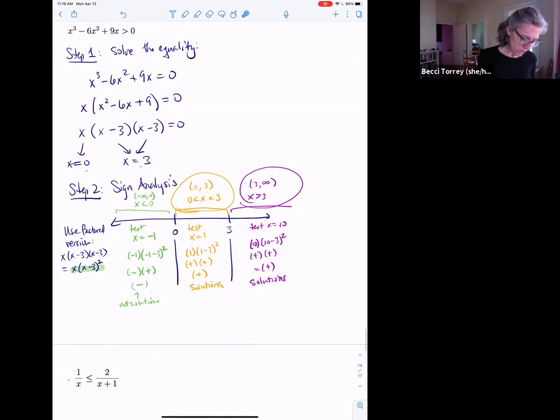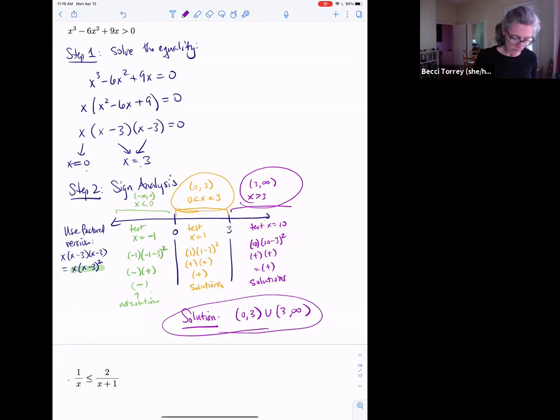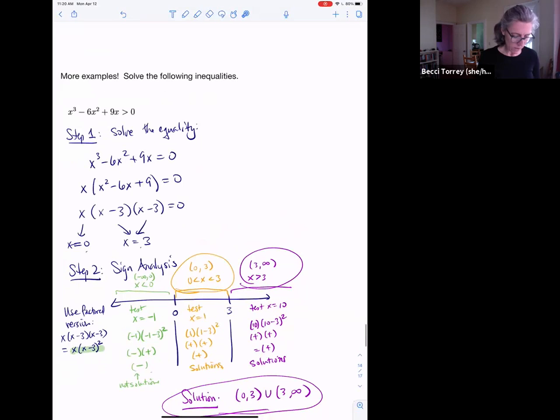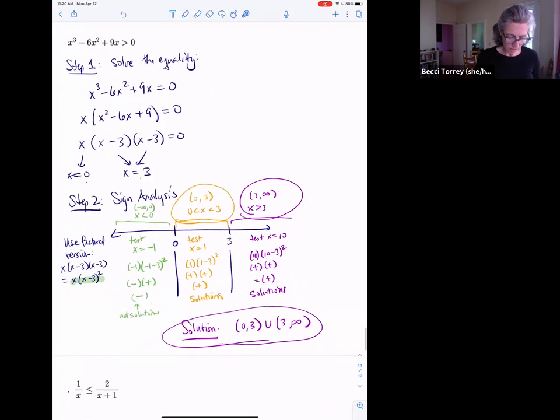So our solution, our answer, is 0 to 3. We're not including 3, so we use parentheses, or 3 to infinity. And again, the reason we're not including the 0 or the 3 is because we have what we call a strict inequality. So this means absolutely bigger than; equal to is not okay, right? So if this was greater than or equal to, then we would use square brackets to include the 0 and the 3.